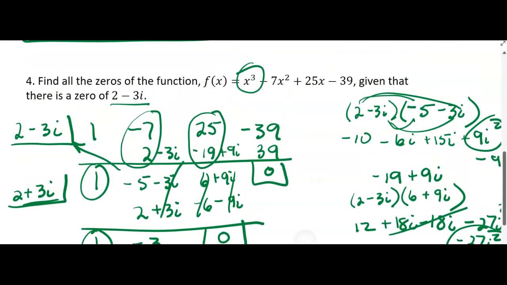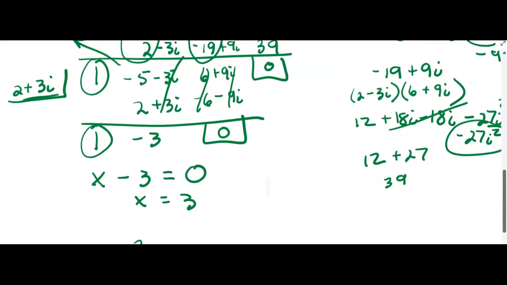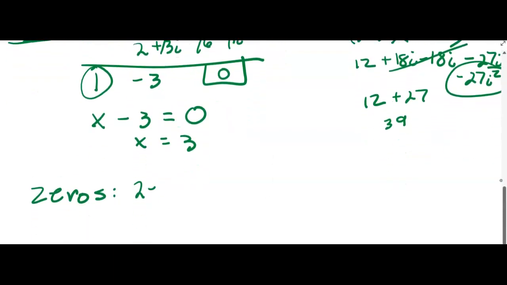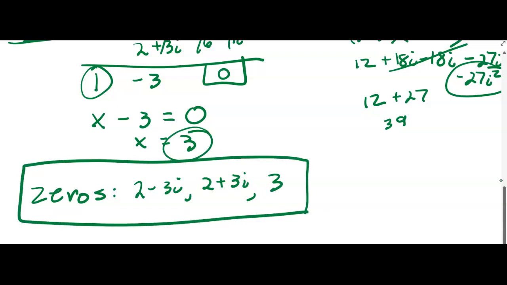Now, what do the directions say? Find all the zeros. So what are all the zeros? It was 2 minus 3i, that's the one they gave us. Then it was 2 plus 3i, we knew that because of the complex conjugate theorem. And then this last one right here was 3. And you can put them in any order, I don't really care. Okay, there you go.